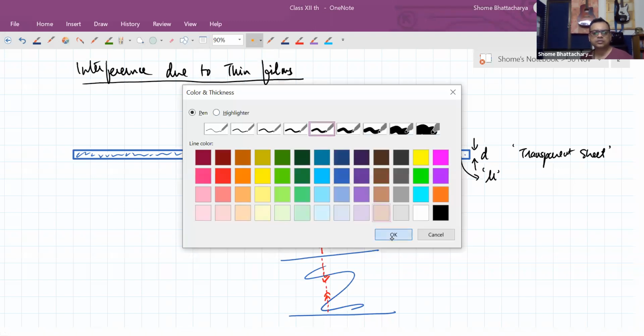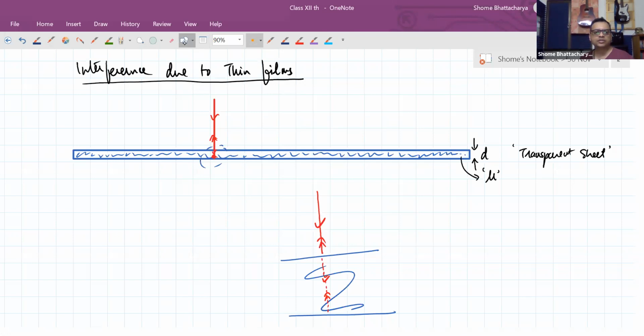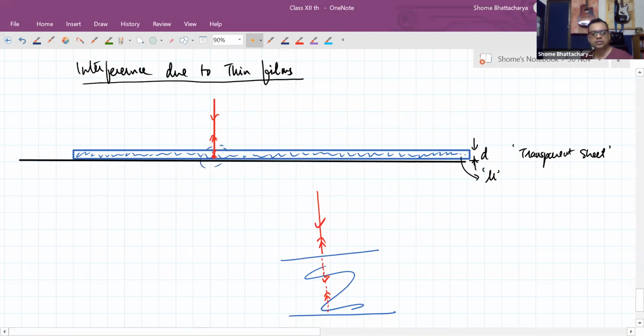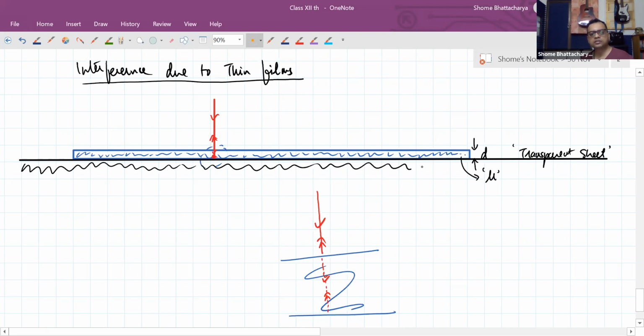Okay. So now if we assume that this is on the ground, we'll come to a situation where it is having air on both the sides, but let's say right now I'm assuming that this is on some opaque surface, like on the ground.